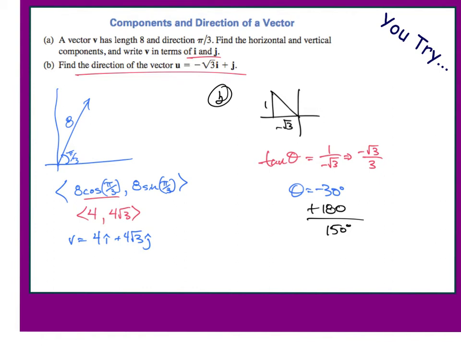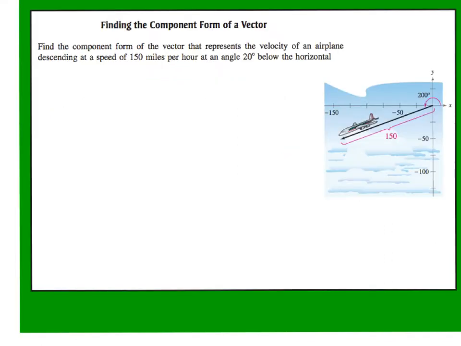All right. Find the component form of the vector that represents the velocity of an airplane descending at a speed of 150 miles per hour at an angle 20 degrees below the horizontal. All right. Why don't I like this problem? If it told me 20 degrees below the horizontal, now we're going to be using 200 degrees because that's what it gave us. However, do we have to use 200 degrees if they didn't give me a picture? No. What could we use?